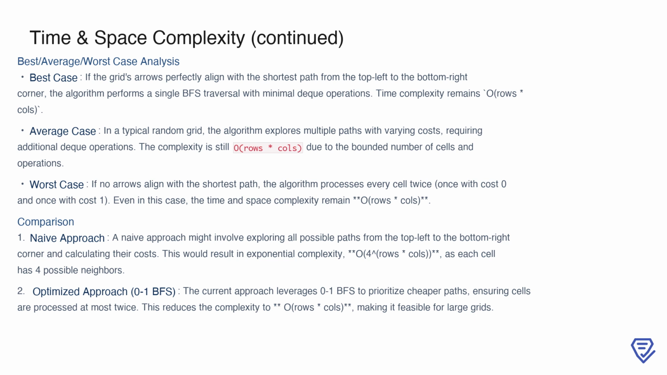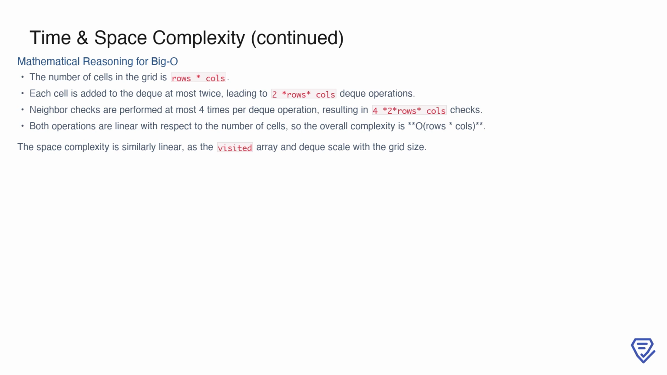Compared to a naive approach that explores all possible paths with exponential complexity, the optimized 0-1 BFS approach is far more efficient and scalable. To solidify our understanding, let's break down the mathematical reasoning behind the O(rows * cols) complexity. The grid contains rows * cols cells, and each cell is added to the deque at most twice during the traversal. This results in 2 * rows * cols deque operations.